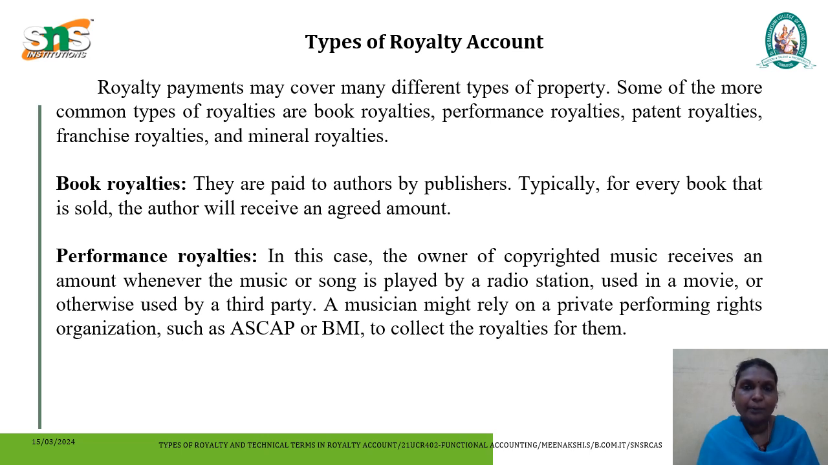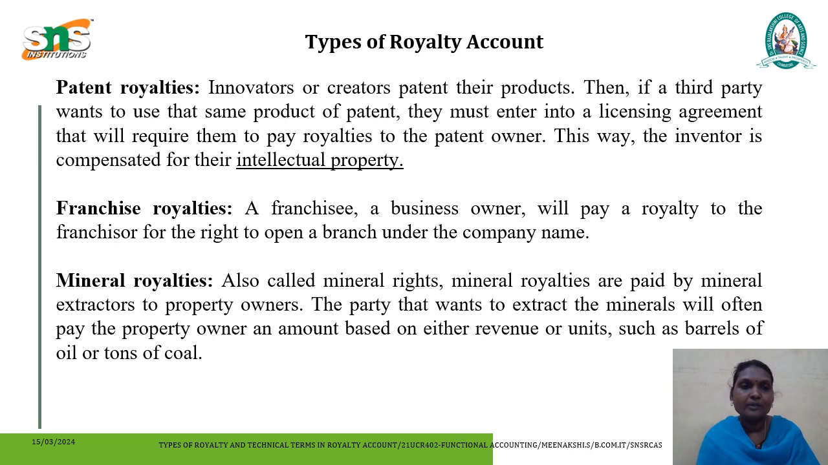Book royalties are paid to authors by publishers, typically for every book that is sold. The author will receive an agreed amount. Performance royalty is a royalty which will be given for certain performances. Patent royalties: innovators or creators patent a product. Then if a third party wants to use the same product or patent, they must enter into a licensing agreement that will require them to pay royalties to the patent owner. This way, the inventor is compensated for their intellectual property, in short IP.